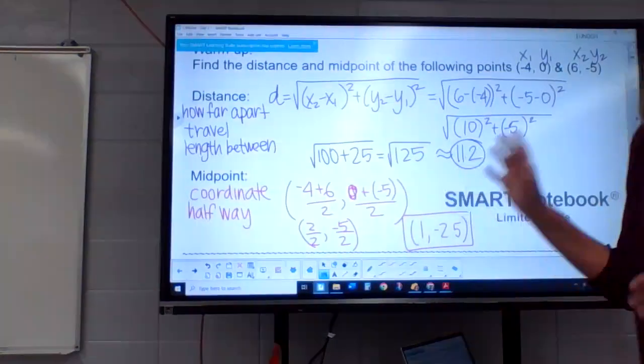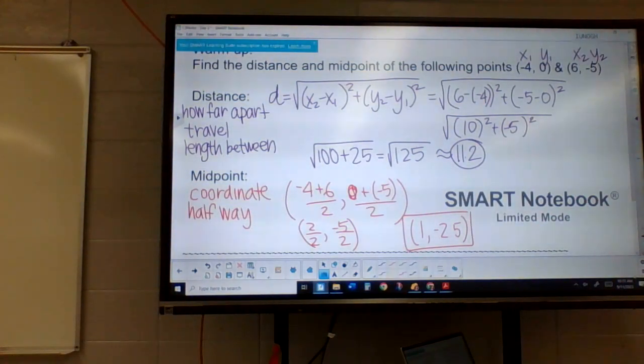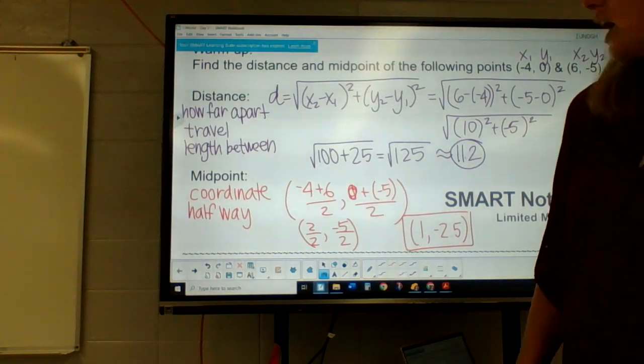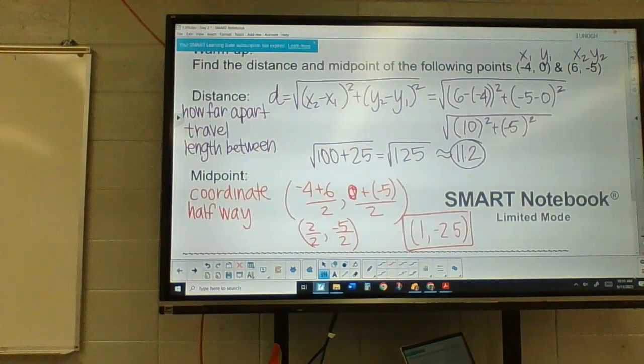So I didn't record the warm-up, so those of you who are at home could go ahead and check the warm-up there for distance and midpoint.